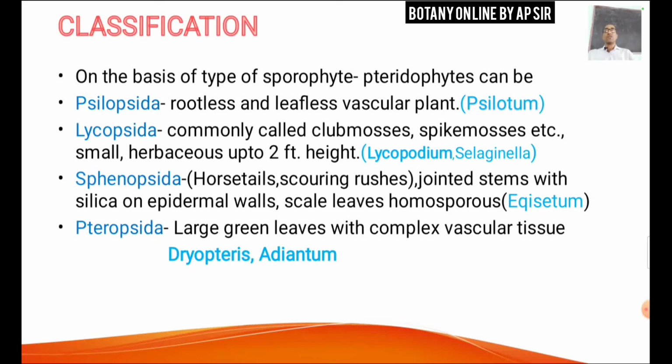Now the third one is Sphenopsida, which are commonly known as horsetails. They have jointed stems with silica on their epidermal walls. They have scale leaves, and these are homosporous in nature. An example is Equisetum. Then Pteropsida have large green leaves with complex vascular tissue. Examples are Pteris and Adiantum. So these are the various categories of pteridophytes which are divided on the basis of their type of sporophyte. Got it?